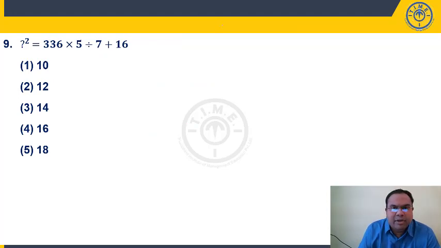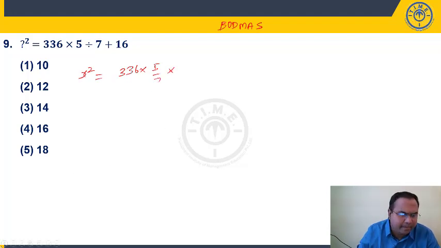Ninth question, again you have to apply your board math rule, brackets, division, multiplication, addition, subtraction. So x square is equal to 336 into 5 by 7 plus 16. One second, it is not into this, plus.